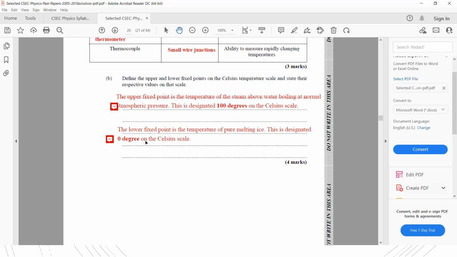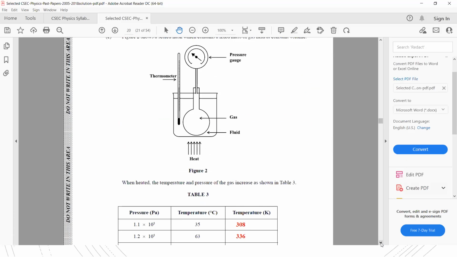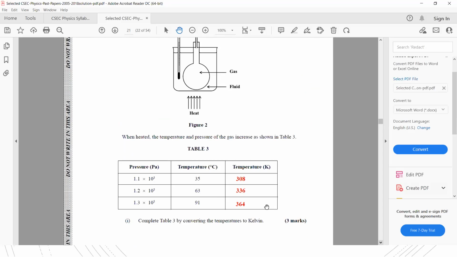On the lower fixed point, you're checking pure melting ice, because again, if there are impurities in the ice, it will cause the temperature to not be the actual temperature. And so we use pure melting ice. All right, for this question, we are finding the temperature in Kelvin, and remember that you just add 273 to the Celsius temperature. So we're going to have 273 added to each of these, and you get your values here.